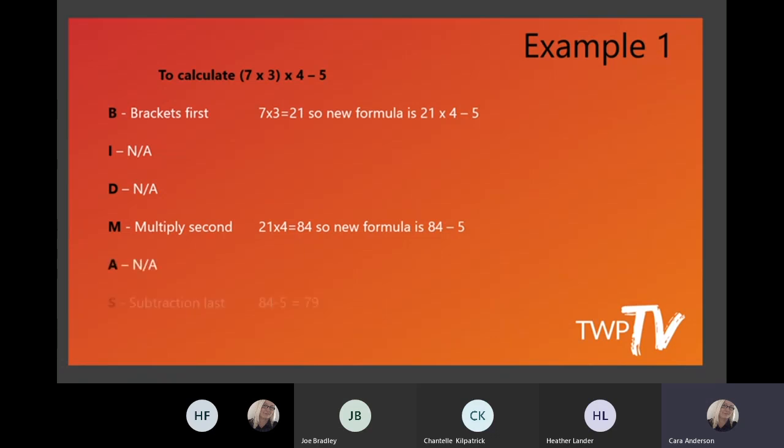There is no addition in there. So the last one is then I need to subtract the 5 from my 84, giving me an answer of 79. Hopefully that looks pretty simple.